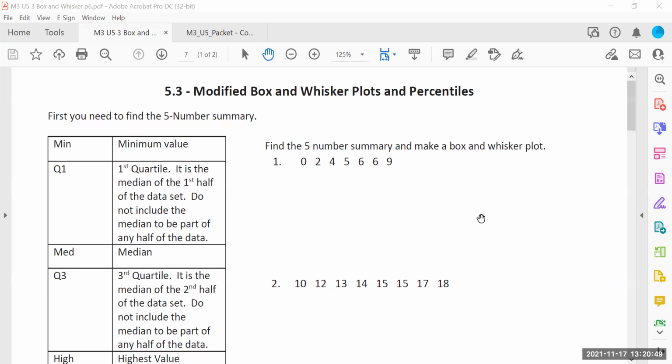A little bit of section 4 done. But for now, I'm going to make sure that we at least finish section 3. So for section 3, we're talking about modified box and whisker plots.